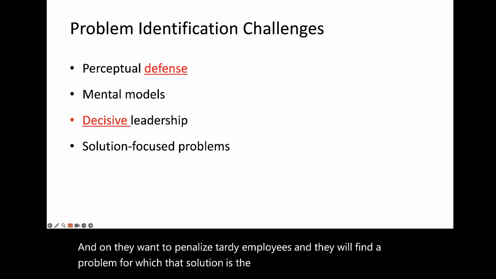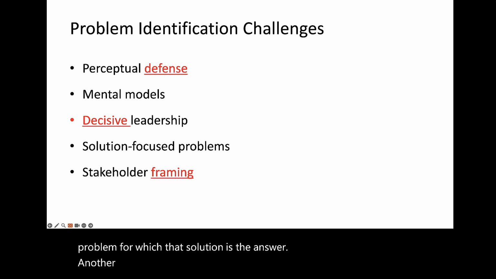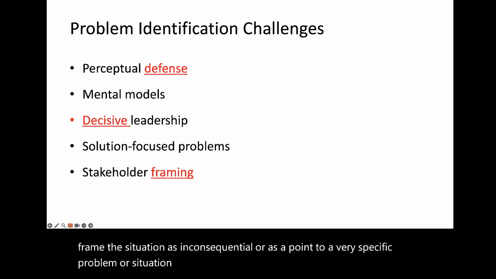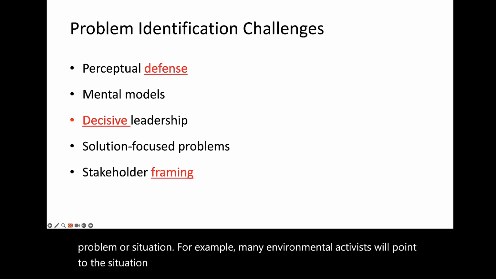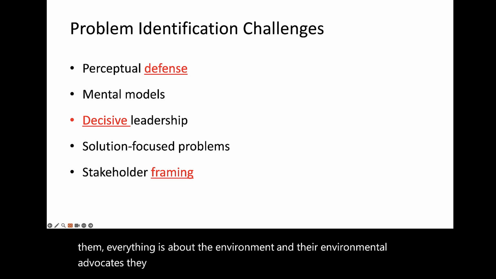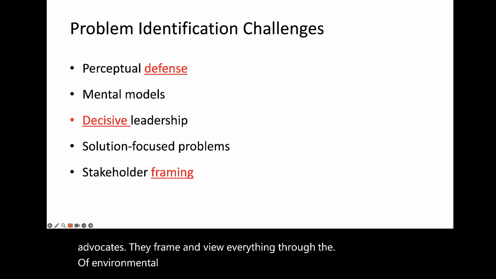Another example is stakeholder framing. Those with vested interest try to frame the situation as inconsequential or as a point to a very specific problem or situation. For example, many environmental activists will point to the situation of every problem being based upon the environment. For them, everything is about the environment, and they're environmental advocates. They frame and view everything through the lens of environmental activism, even if it's really not. Let's move on.